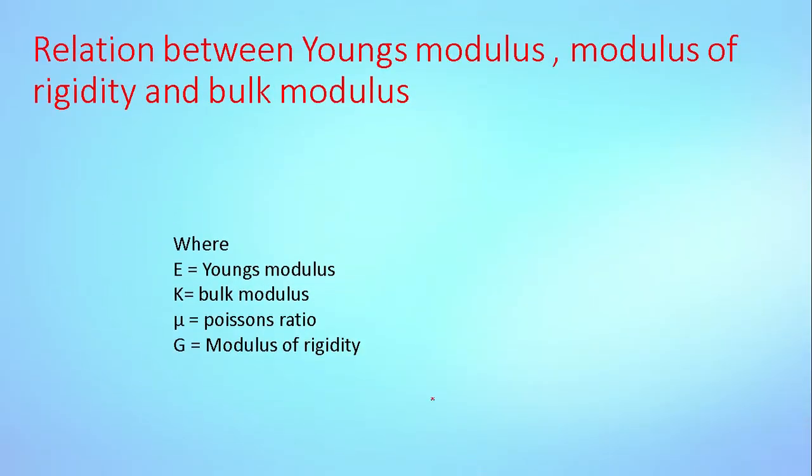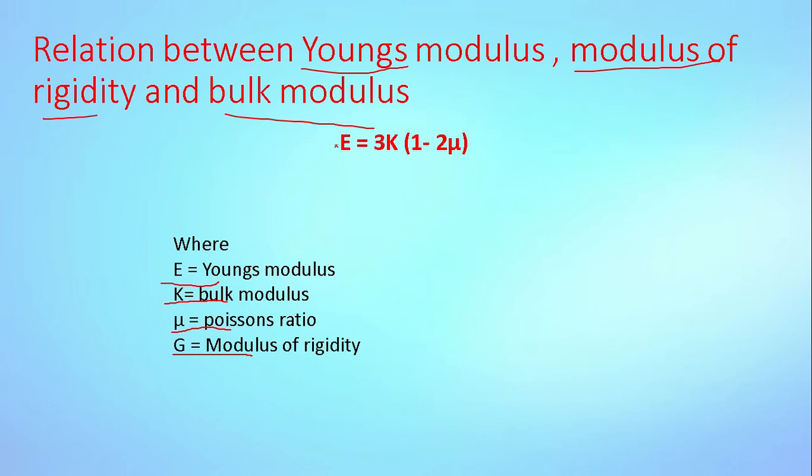Now, relation between Young's modulus, modulus of rigidity and bulk modulus. Capital E is Young's modulus, capital K is bulk modulus, mu is Poisson's ratio and capital G is modulus of rigidity. So first relation between modulus of rigidity and bulk modulus is E equal to 3K into 1 minus 2 mu. This is the first relation.